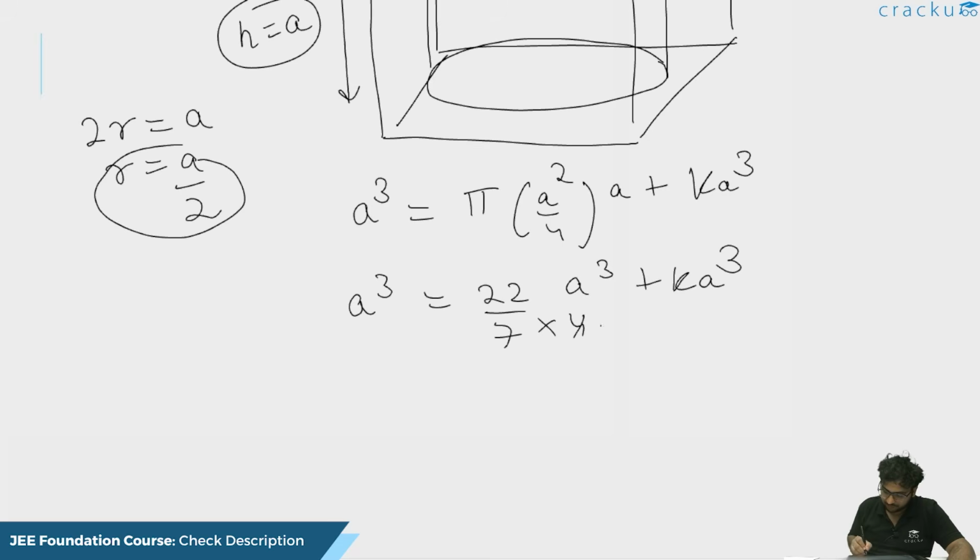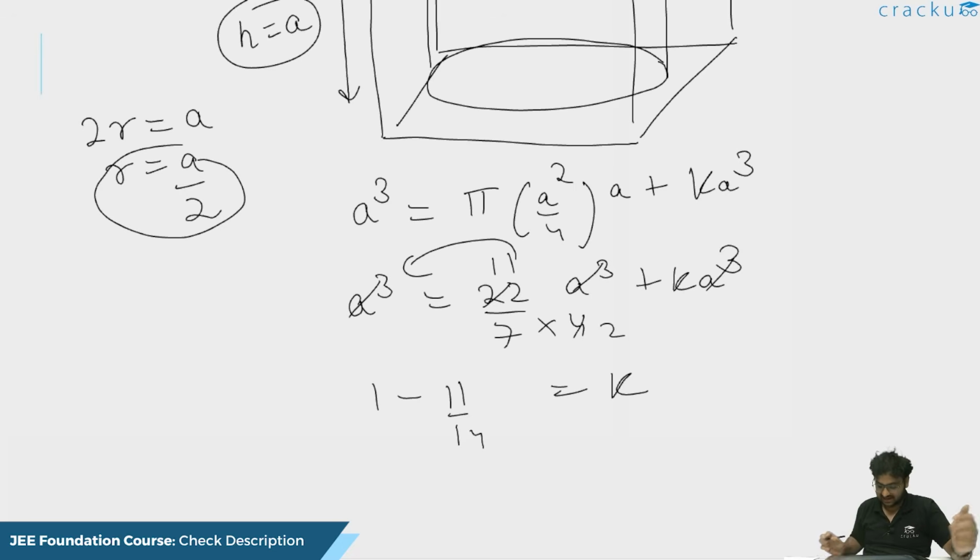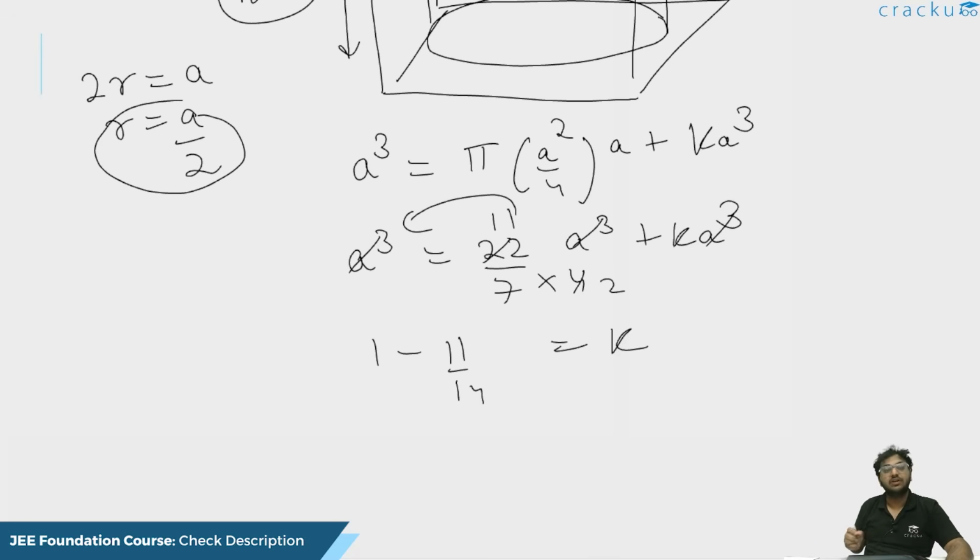Okay. So 2 4s are 8, 2 11s are 22, so 11 by 14. Now a cube will get cancelled out. So 1 minus 11 by 14 will be equal to k. Okay, I took this to the left hand side. So what is this? 14 minus 11. So 3 by 14 is equal to k.